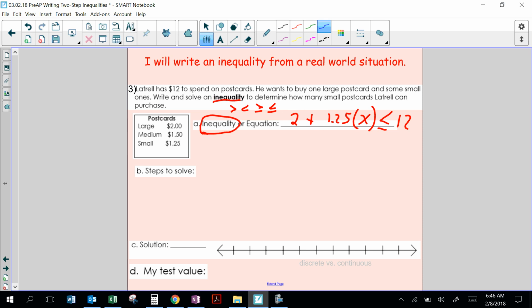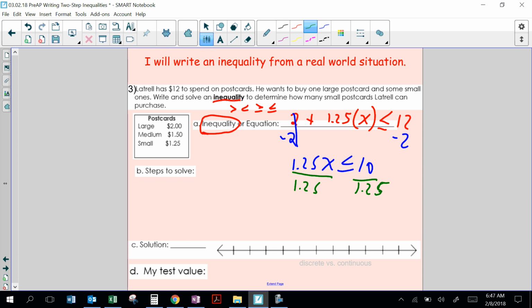So we use steps. We need to get rid of this constant, so the inverse is subtract 2. Subtract 2, cancel. $1.25x is less than or equal to 10. What's the inverse of multiply? Divide, divide by $1.25. So how many $1.25 go into 10?